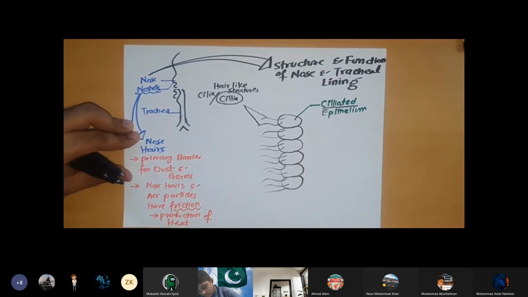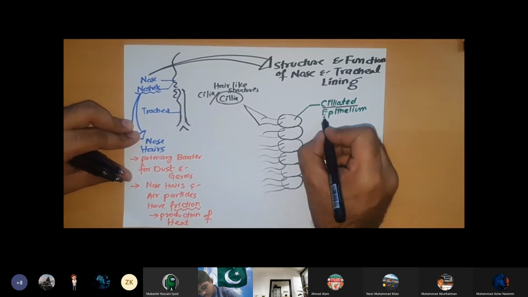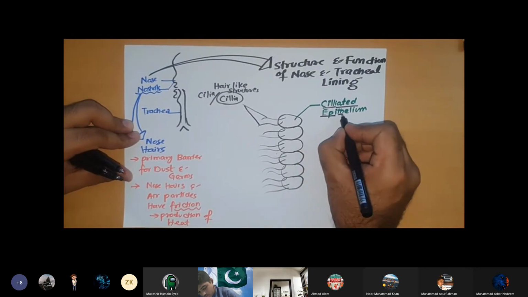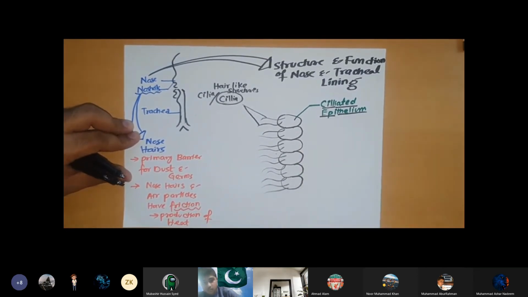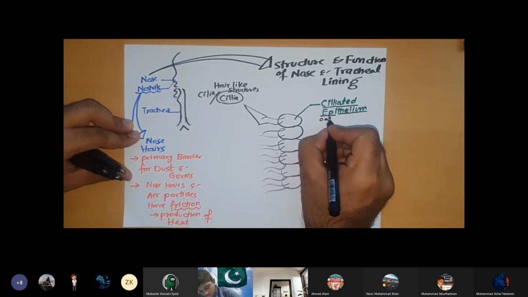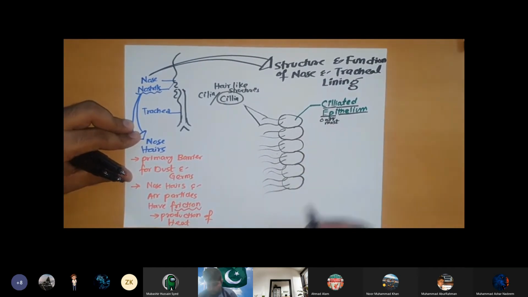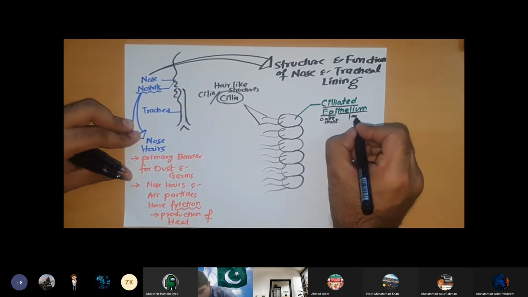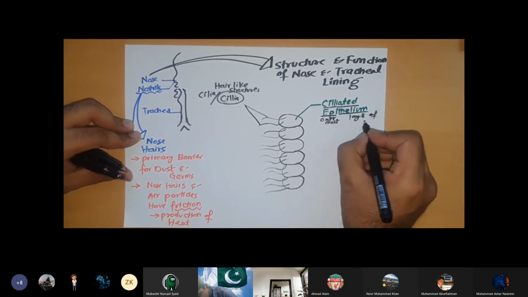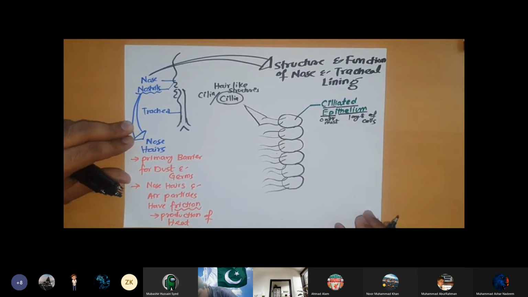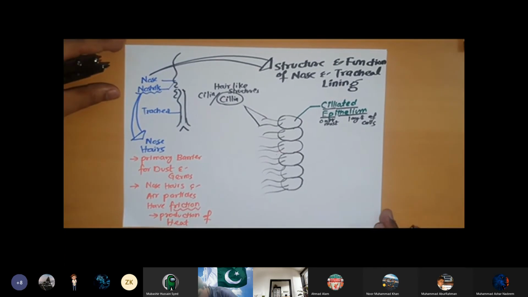As these cells have cilia, that is why they are referred to as ciliated. But why are they called epithelium? This is not one word, these are actually two words. The epi means outermost, and the word thelium means layer of cells. So the complete meaning of this name becomes the outermost layer of cells that have cilia or hair-like structures.